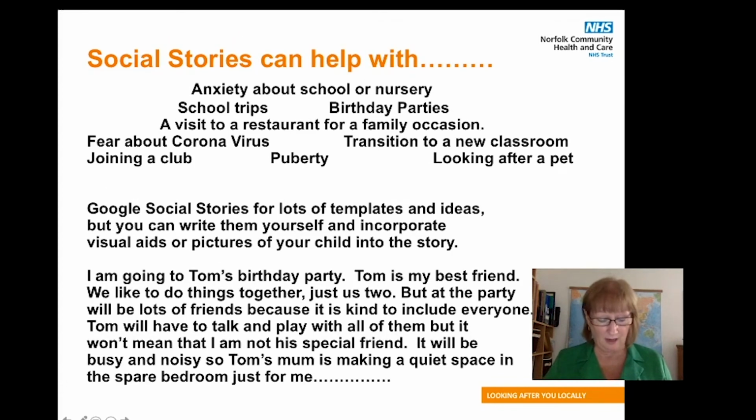There are many social stories available, lots of templates and ideas, and these are just some of the kinds of things that you might want to write a social story about. I've started a social story at the bottom of this slide about going to a birthday party. So written in the first person, I'm going to Tom's birthday party. Tom is my best friend. We like to do things together, just us two, but at the party will be lots of his friends because it's kind to include everyone. Tom will have to talk and play with all of them, but it won't mean that I am not his special friend. It will be busy and noisy, but Tom's mum is making a quiet space in the spare bedroom just for me, and so on.